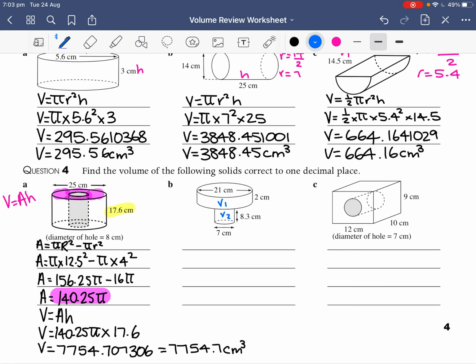Now for question 4b, we have two volumes and we're going to add them together. So this will be volume 1 and this will be volume 2. So we'll have volume equals volume 1 plus volume 2. And I'm just going to do this all together. So volume equals pi r squared h plus pi r squared h. So that's volume 1, that's volume 2.